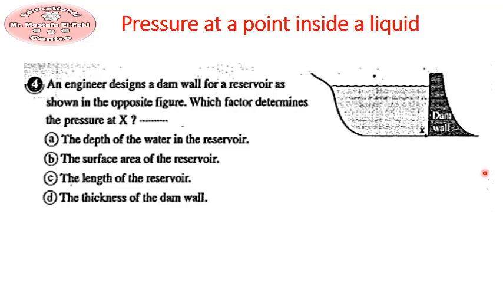An engineer designs a dam wall of a reservoir as shown in the figure. Which factor determines the pressure at X? This is the pressure at the point X. That indicates the depth of the water. Pressure is directly proportional to the depth of water, or the height.